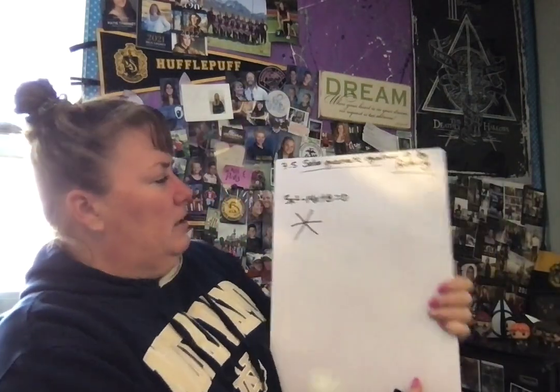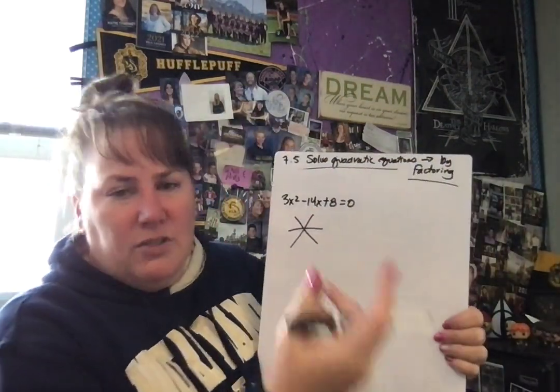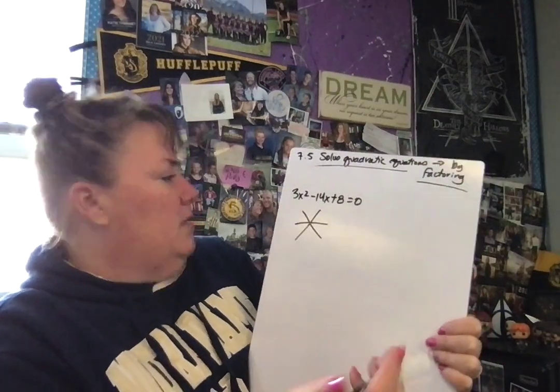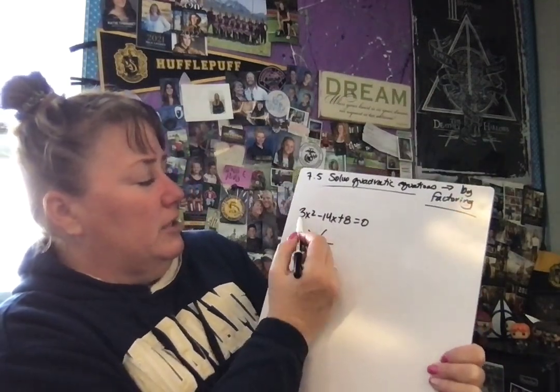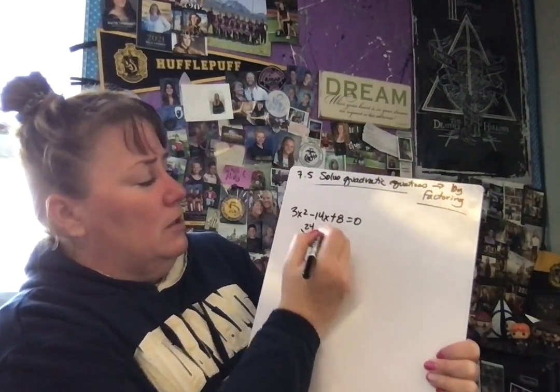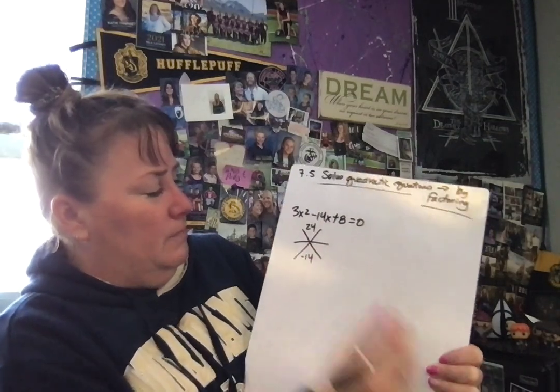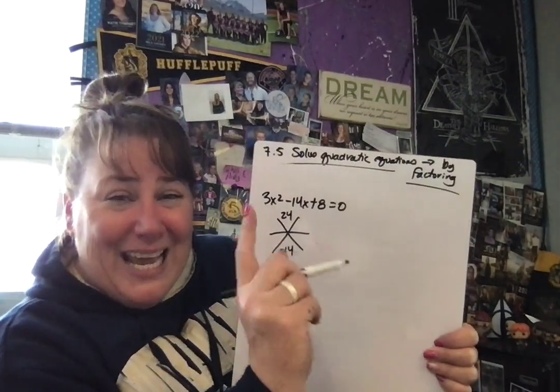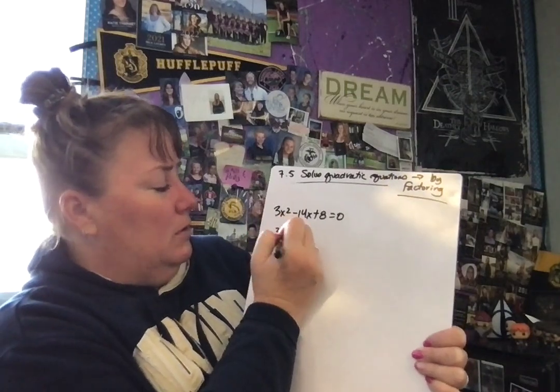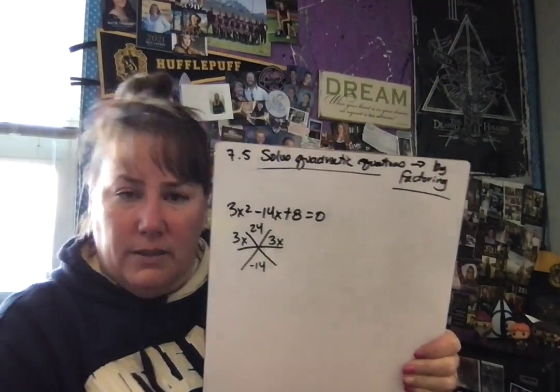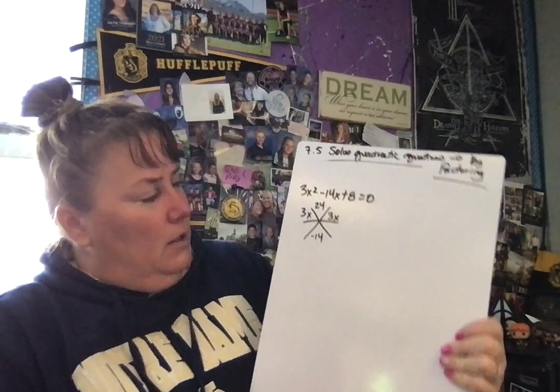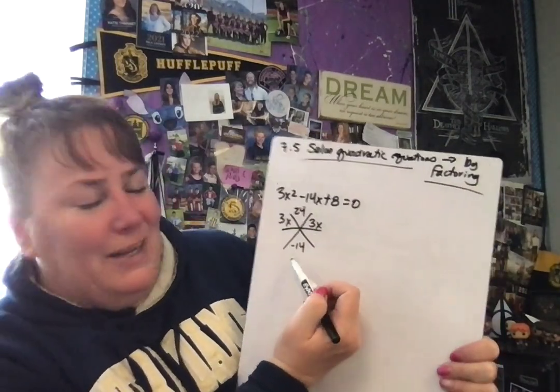So just double check. Oh, C is positive, B is negative, so that means your factors are negative again. I didn't mean to do that, but that's all right. So A times C at the top, 3 times 8 is 24, B at the bottom. And then don't forget AX on both the top, left, and right. So now you have to come up with factors of 24 that add up to negative 14.